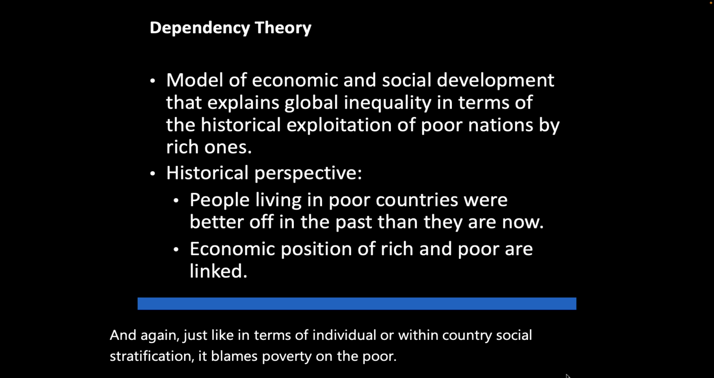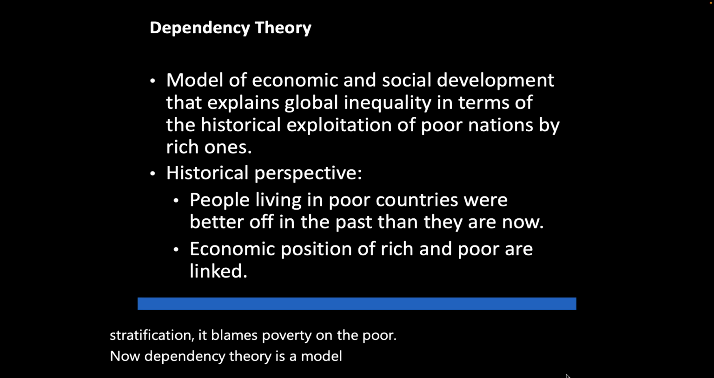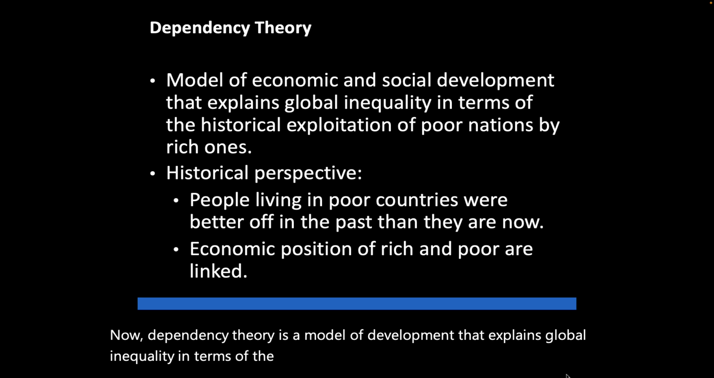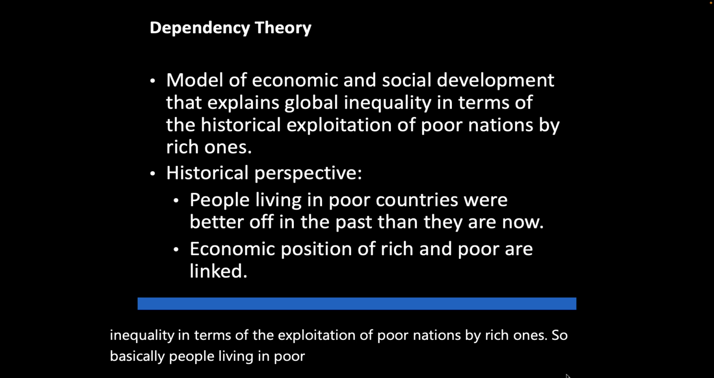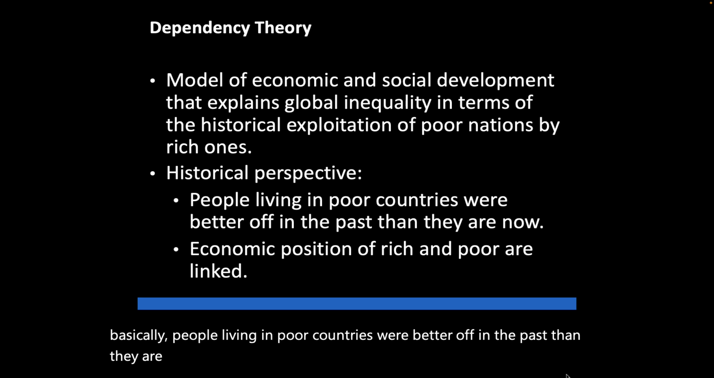Now, dependency theory is a model of development that explains global inequality in terms of the exploitation of poor nations by rich ones. So basically, people living in poor countries were better off in the past than they are now, and the economic position of the rich and the poor are linked.